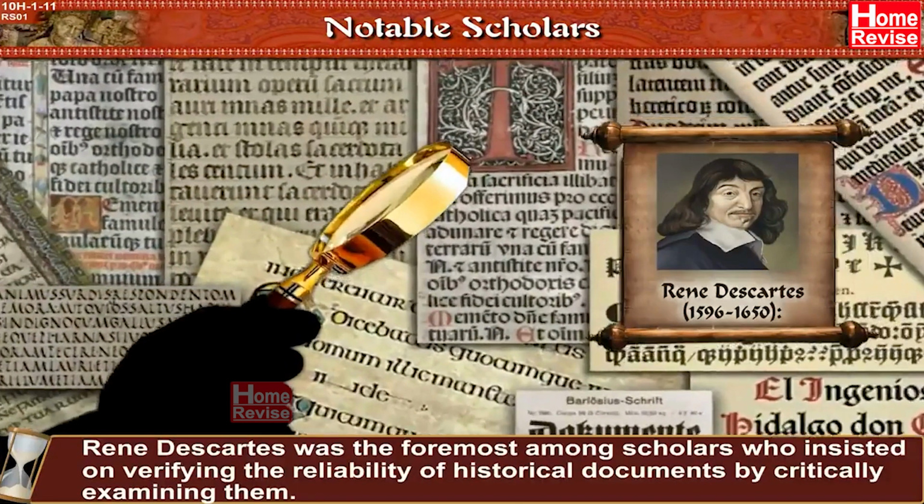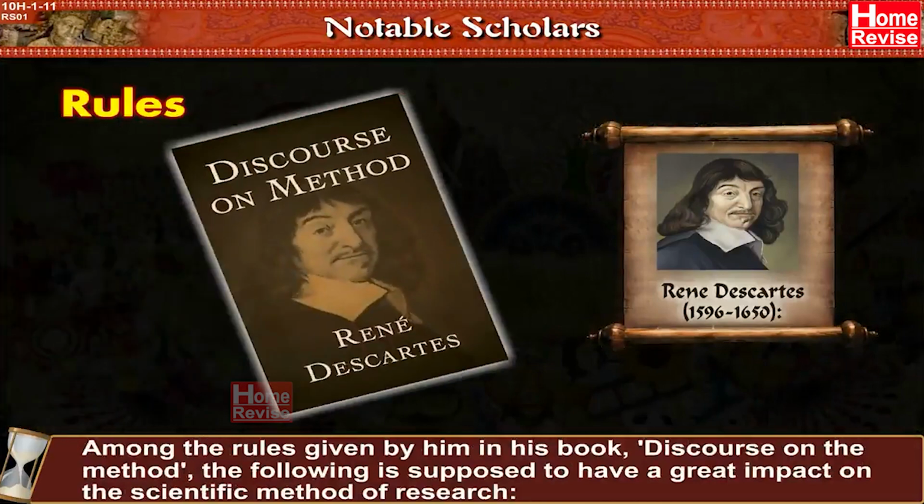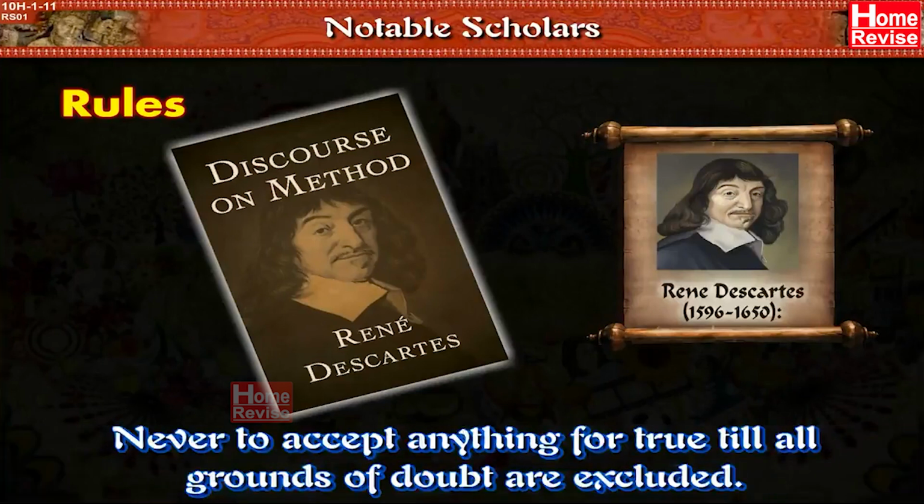critically examining them. Among the rules given by him in his book, Discourse on the Method, the following is supposed to have a great impact on the scientific method of research. Never to accept anything for true till all grounds of doubt are excluded.